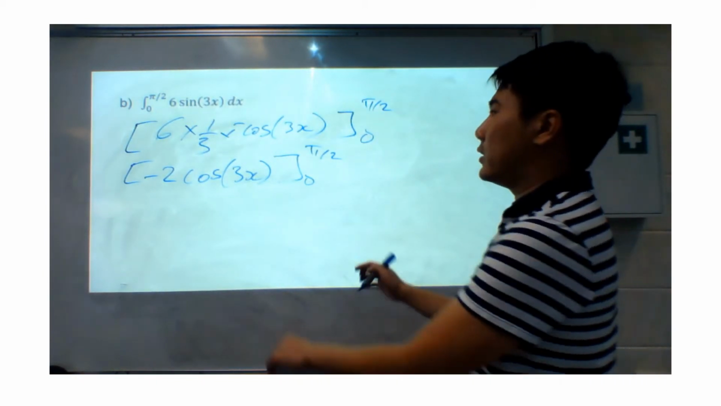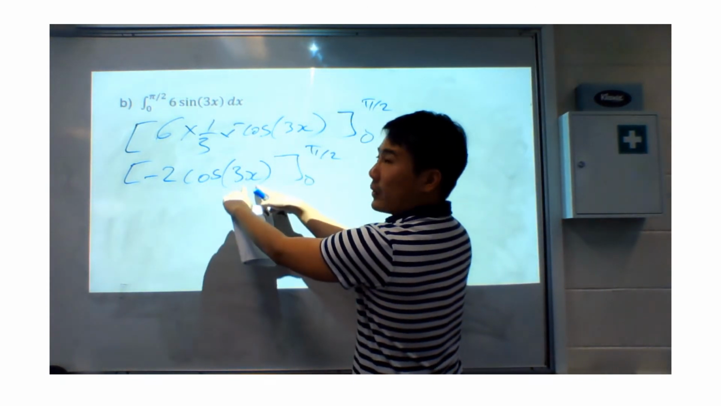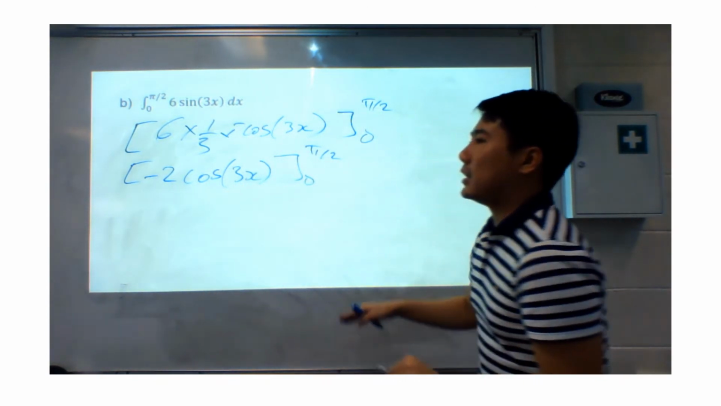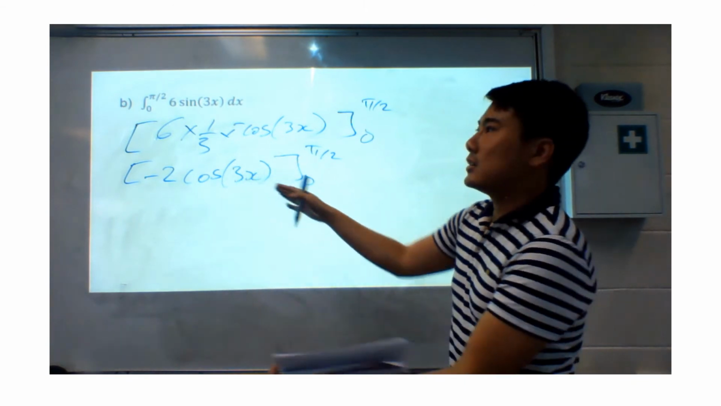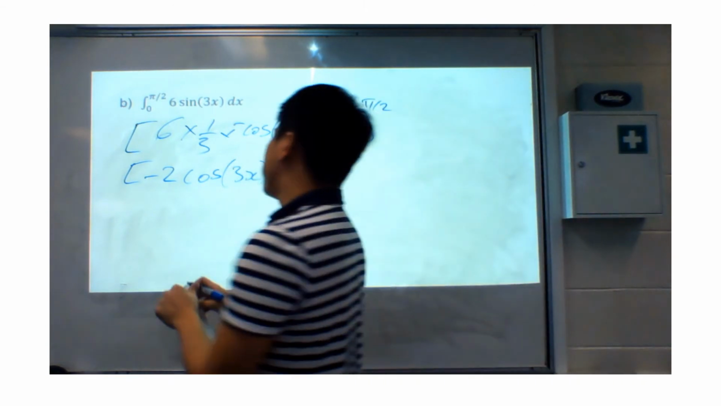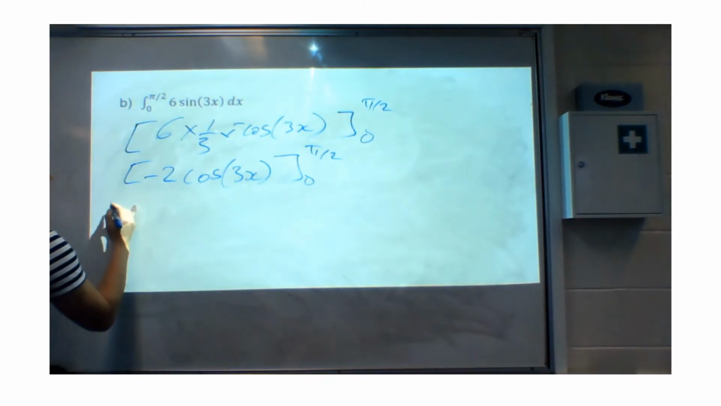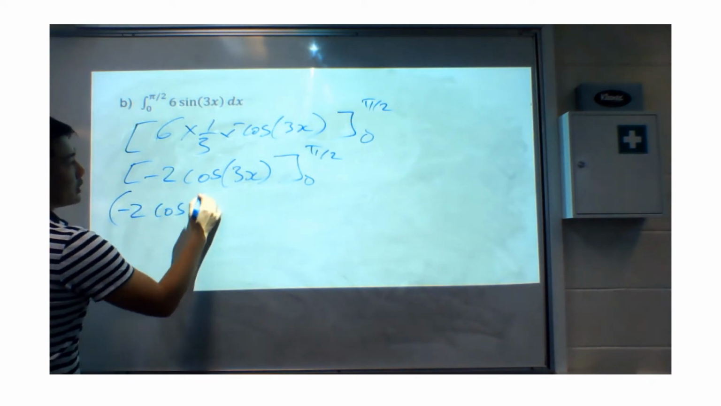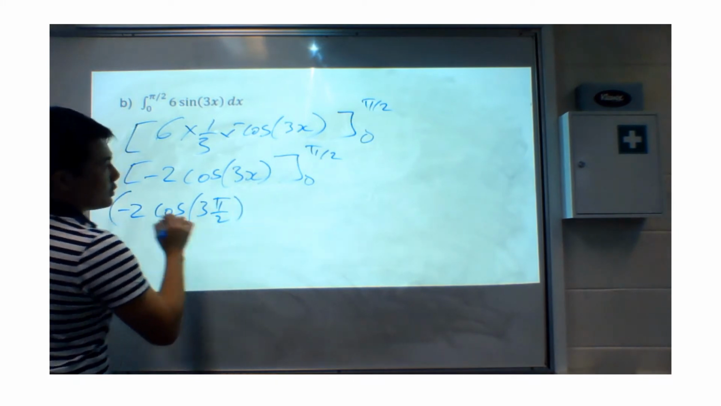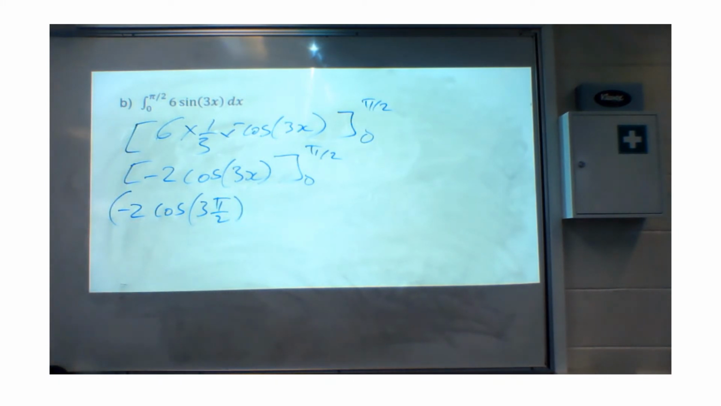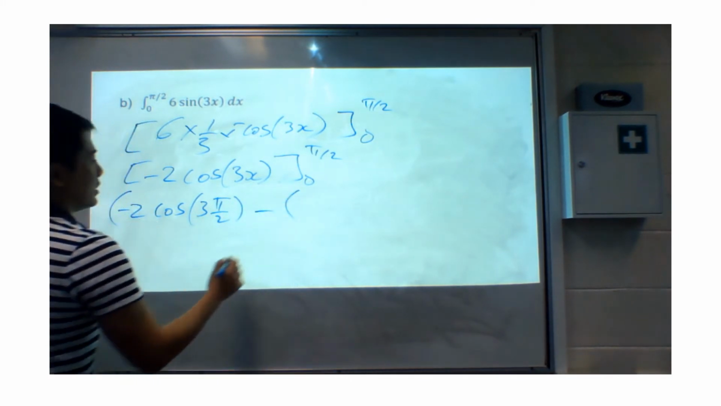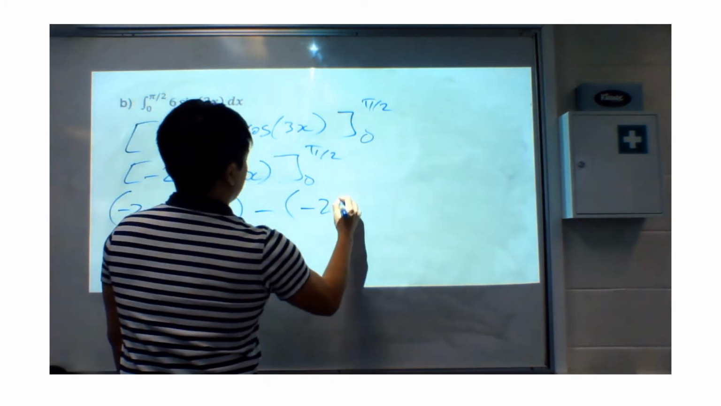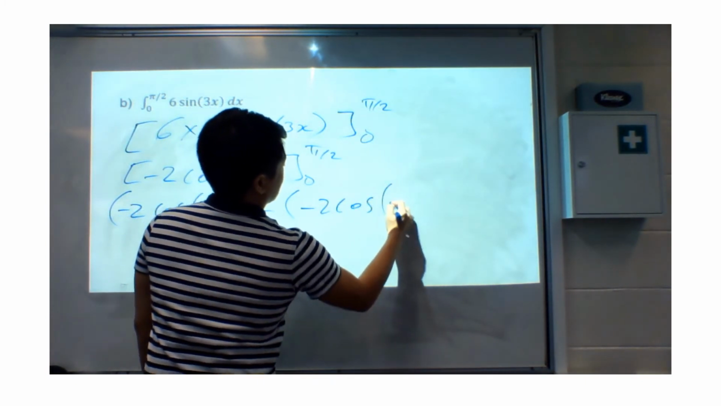Okay, so now I need to sub in pi over 2 into x. Then I need to sub in 0 into x, and take away one from the other. So that will become negative 2 cos 3 pi over 2, take away negative 2 cos 0.